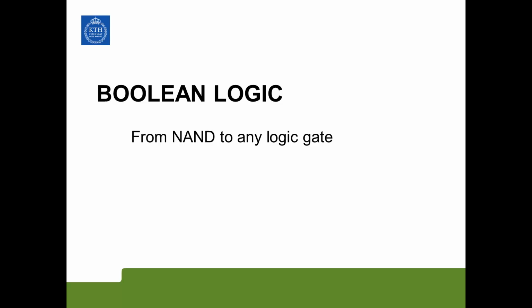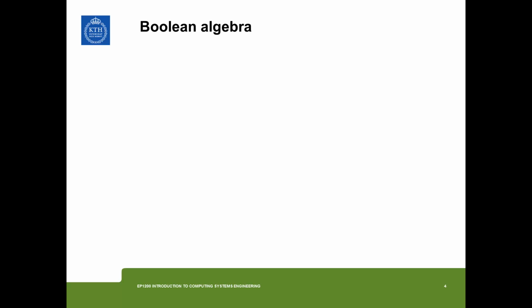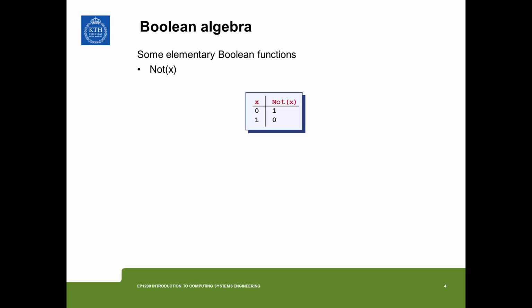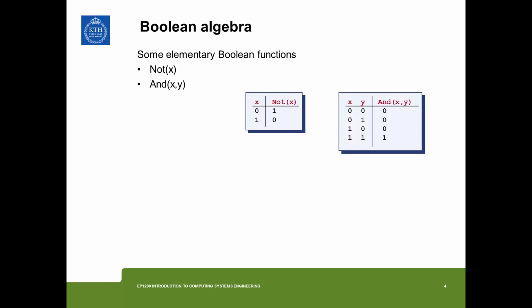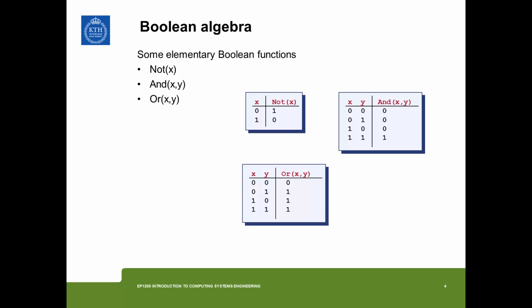Let's start from the basics, the Boolean logic. This will go from simple NAND gates to any logic gate. Boolean algebra is an algebra of logic. There are some elementary Boolean functions that you might be aware of, such as not x. For a one-bit input variable x, it means simply that if x is 0, not x will be 1, and vice versa. And states that if both inputs are true or 1, then also x and y will be true or 1. Or means that if any input is true, then the output will be true.